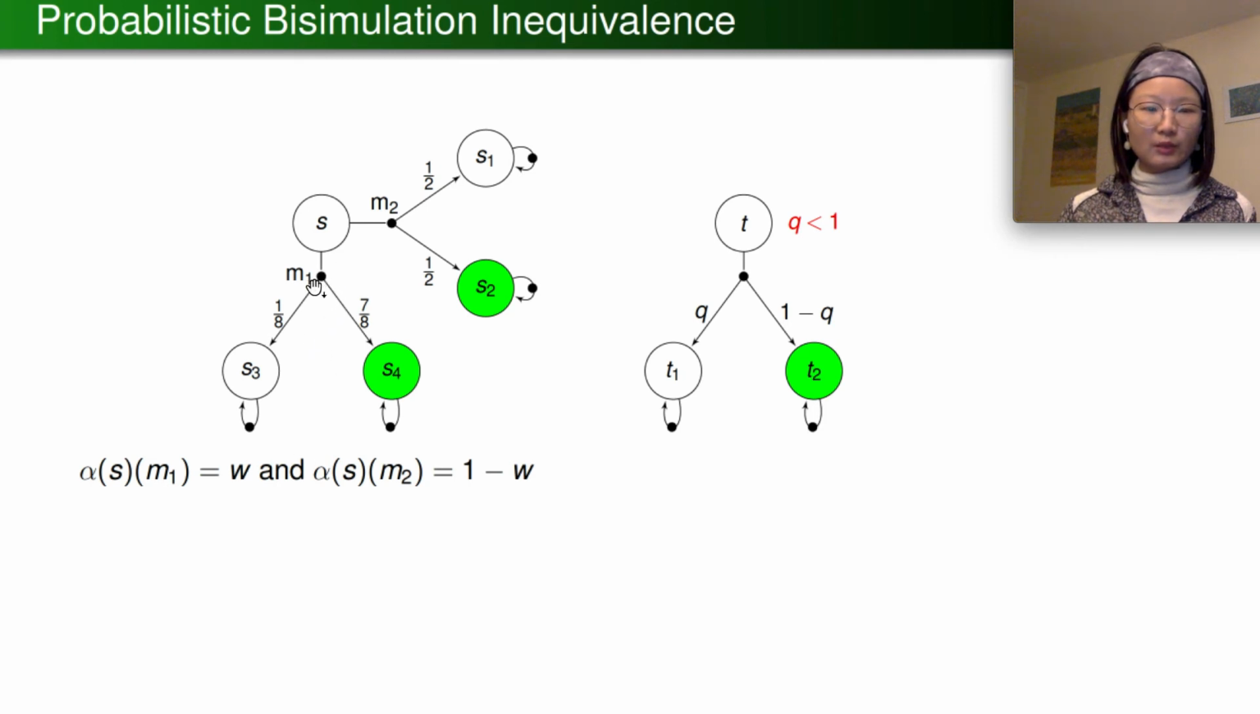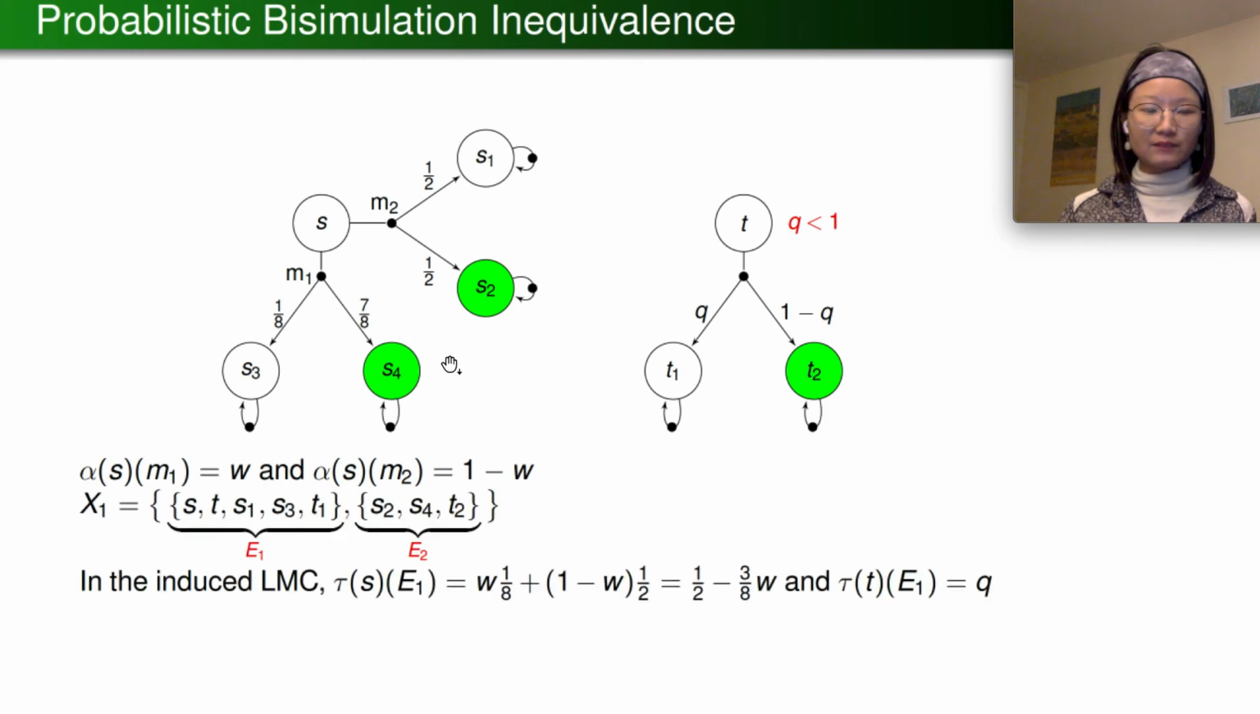Let W be the weight put on action M1 and 1 minus W be the weight put on action M2. In the induced LMC, we want S and T to be not probabilistic bisimilar. So we want the probabilities to the equivalence classes in partition X1 to be different from S and T. And to make these two numbers different, we could add the condition that the denominators of W be coprime with the denominators of Q.